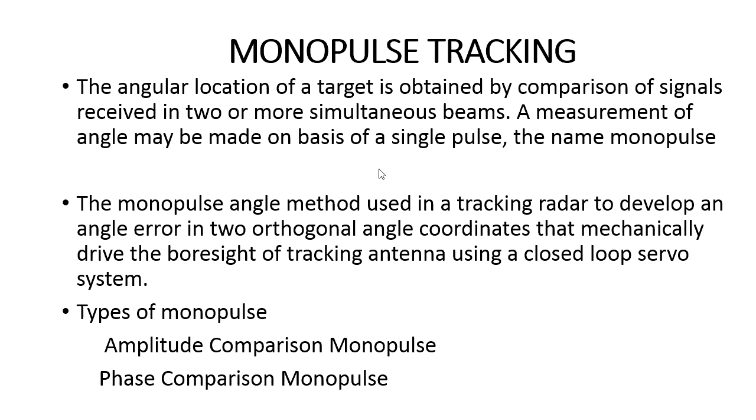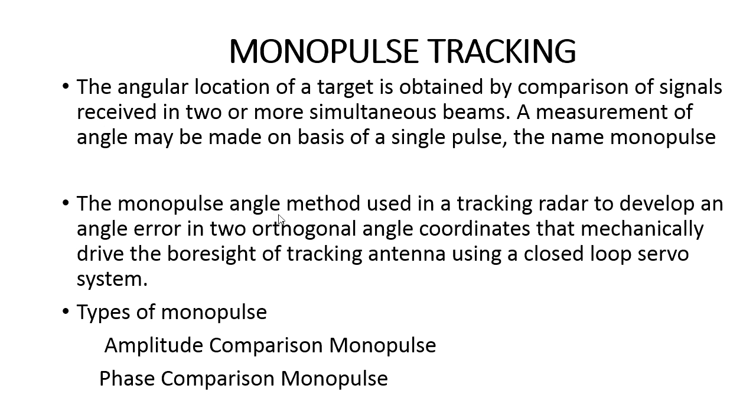And here the angular location of a target is obtained by comparison of signals received in two or more simultaneous beams. As I told, in order to calculate the angular error, we require minimum two beams. Why do we require two beams? In order to calculate the angular error. Even if we compare more than two beams, we can achieve more accuracy in the moving target direction here.